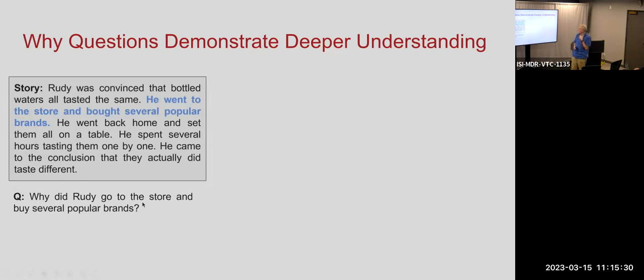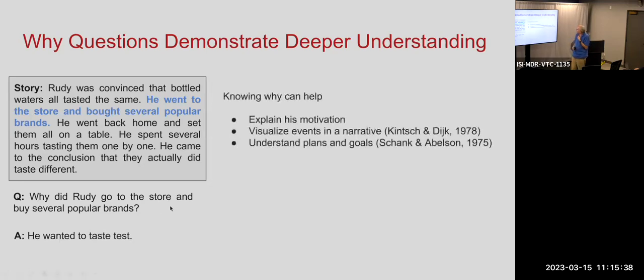Why did John Rudy go to the store and buy several brands? This is a human answer, I think: he wanted to taste test. So why explains his motivation. Here's Schank again, understanding plans, goals. The original book was Plans, Goals, and Understanding. I have it on my shelf back in Austin. At least Mike's has this book.